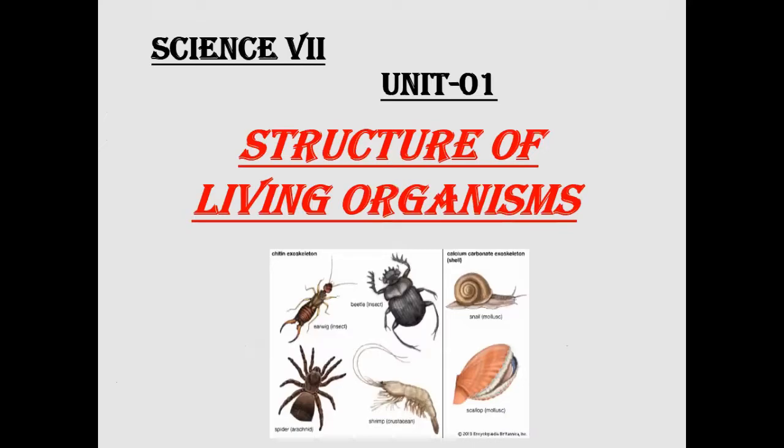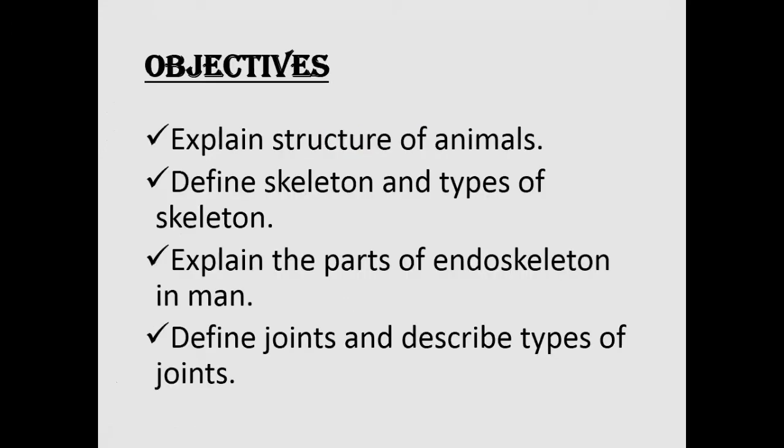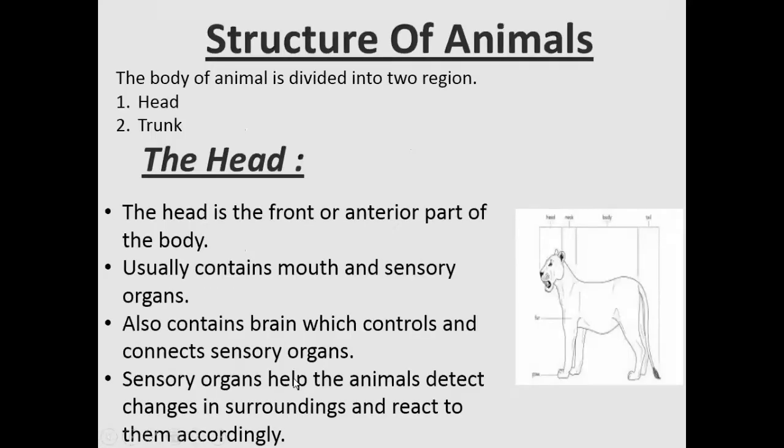Now, next class, Science Class 7. We have Unit 1, Structure of a Living Organism, and today's objectives are: first, explain the structure of animals; second, define skeleton and types of skeleton, and explain parts of the endoskeleton in man; and last but not least, define joints and describe types of joints. Now today's main topic is the structure of animals.